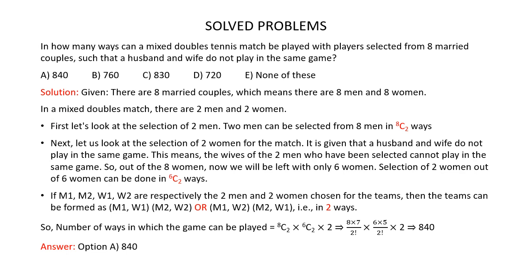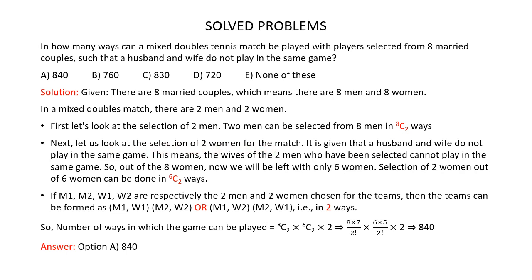In a mixed doubles match, there is one man and one woman in one team and another man and another woman in the other team. So totally in a mixed doubles match, there are 2 men and 2 women. First, let's look at the selection of 2 men. Now 2 men can be selected from 8 men in 8C2 ways. Next, let's look at the selection of 2 women for the match.